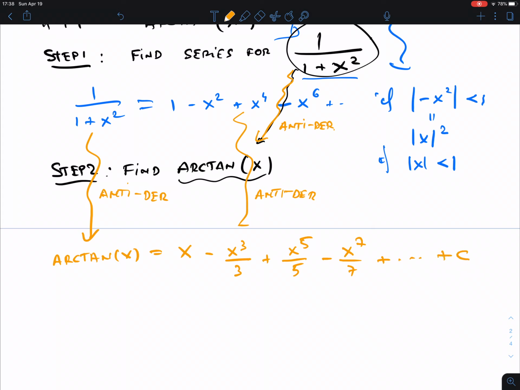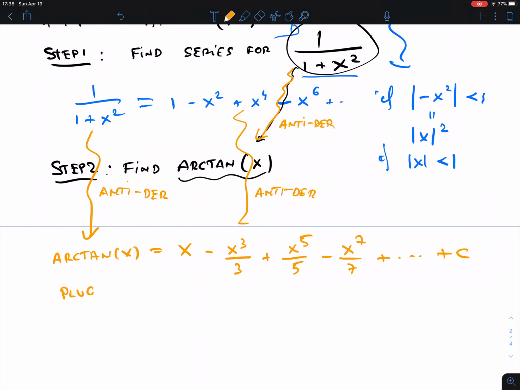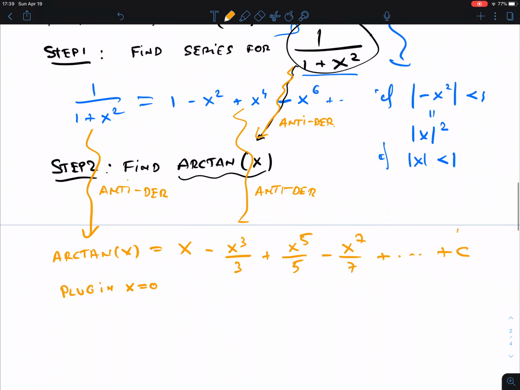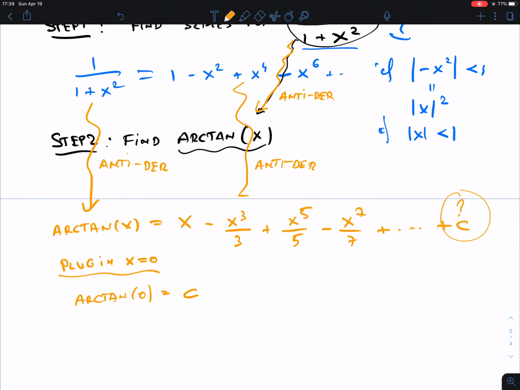Now, we cannot ignore c. Although often it is 0, it might not be. I should have given you an example of that. In this case, actually, again, it's going to be. So plug in x equals 0. That's the center, right? Because everything is always with the center here, center 0, to determine c. So we don't know yet what c is, and that's why we're doing this. Let's do that. So we have arctangent of 0 equals 0 minus 0 plus 0 plus, blah, blah, blah, plus c. So c is arctangent of 0, so we need to know what arctangent of 0 is.